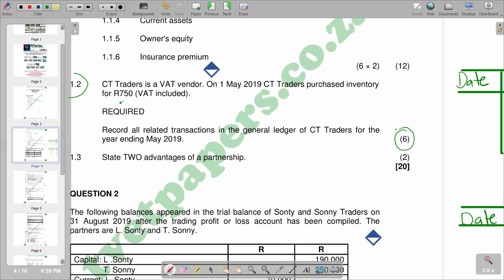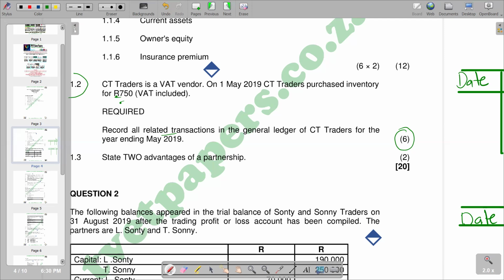In the required part, it's saying record all related transactions. So what it means is that there are no specific ledger accounts specified in this question, so you need to find out which ledger accounts are involved. Obviously, we purchased, so it's going to be VAT input. Remember, when we are purchasing, the proportion of VAT inside the total amount represents VAT input. So we are going to have a VAT input account.